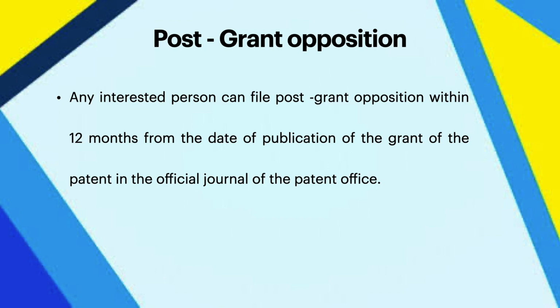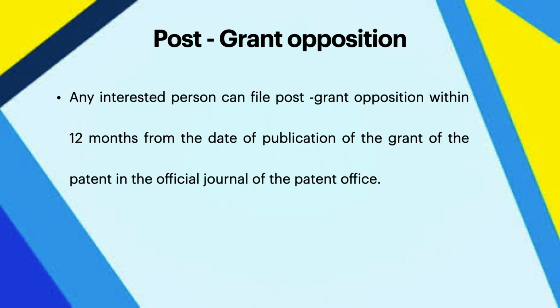Next is post-grant opposition. Any interested person can file post-grant opposition within 12 months, that means one single year, from the date of publication of the grant of the patent in the official journal of the patent office. First, we saw that it's just a publication of the application. Now your invention, your idea or your work has been published in the official journal of the patent office. So the entire world will know that you are an inventor and what your invention is. In this case, the Patent Act gives you almost 1 year, 12 months, that if anyone wants to oppose the invention or the patent, they can. Is that clear? That's called post-grant opposition.